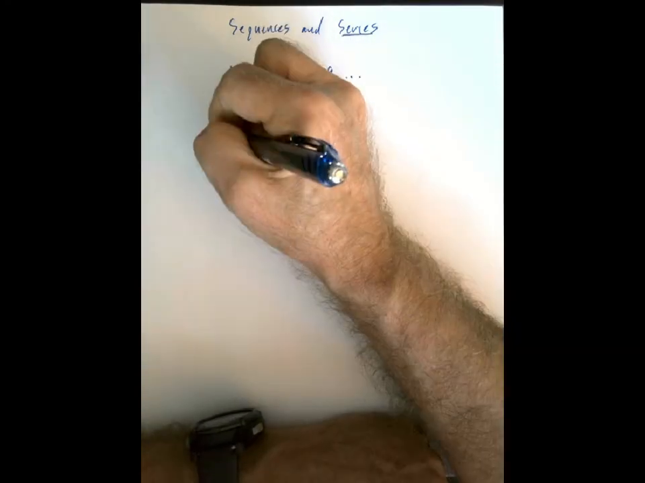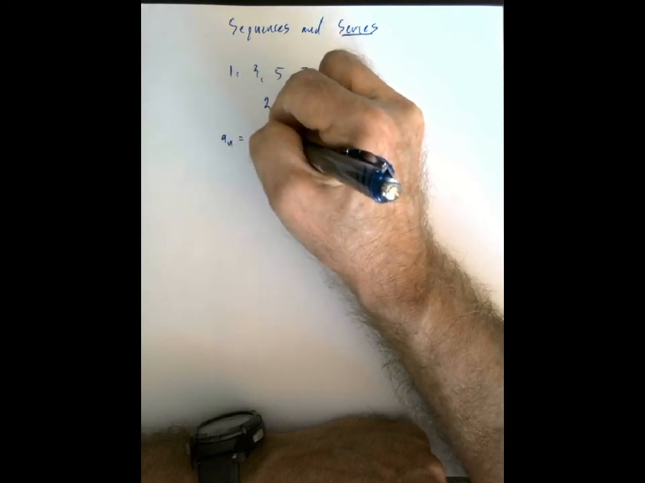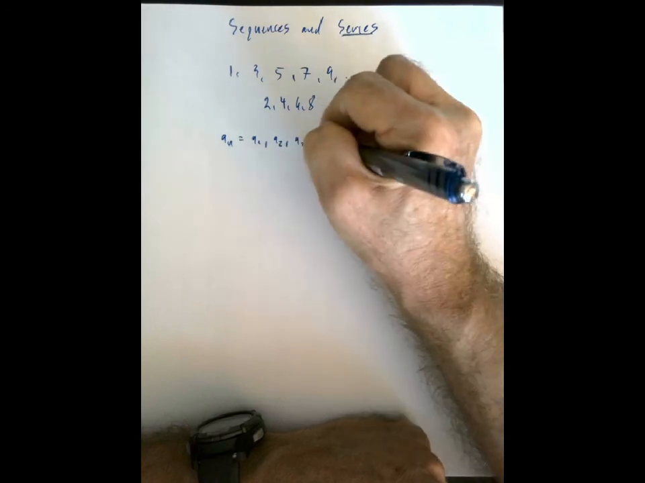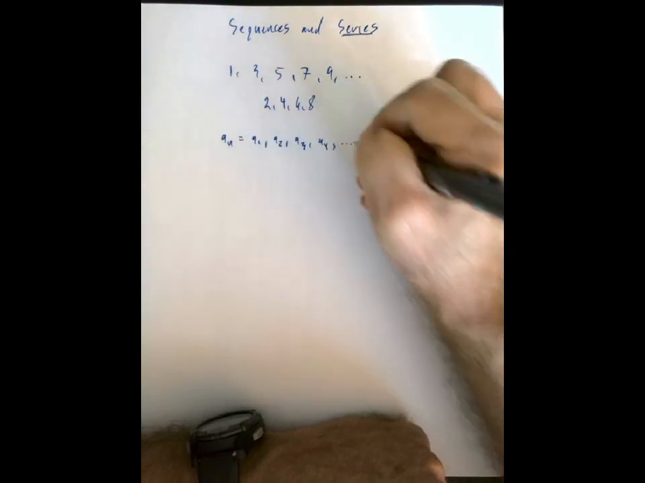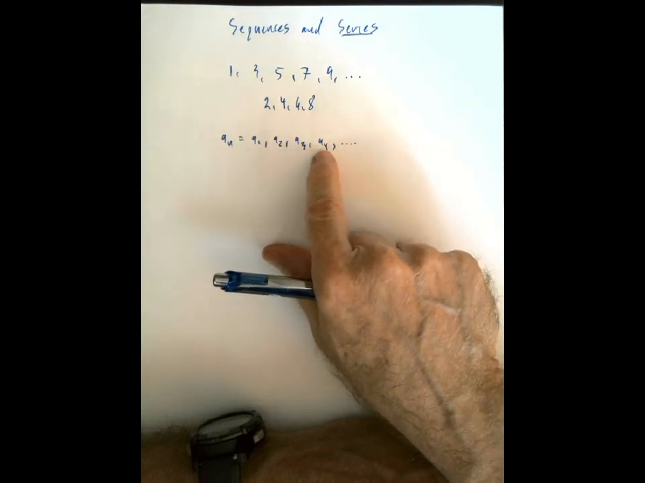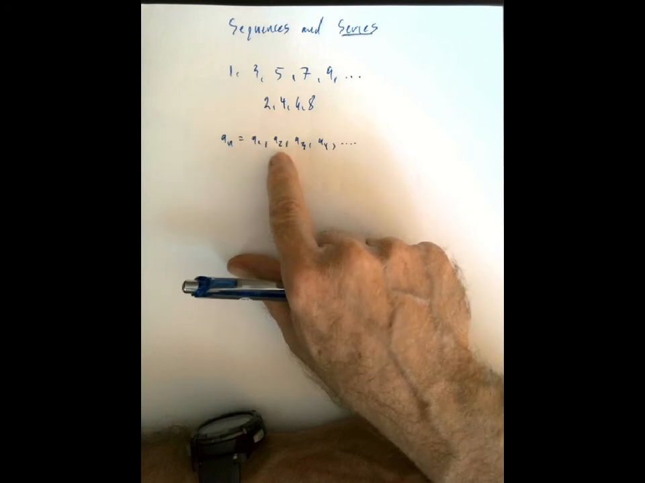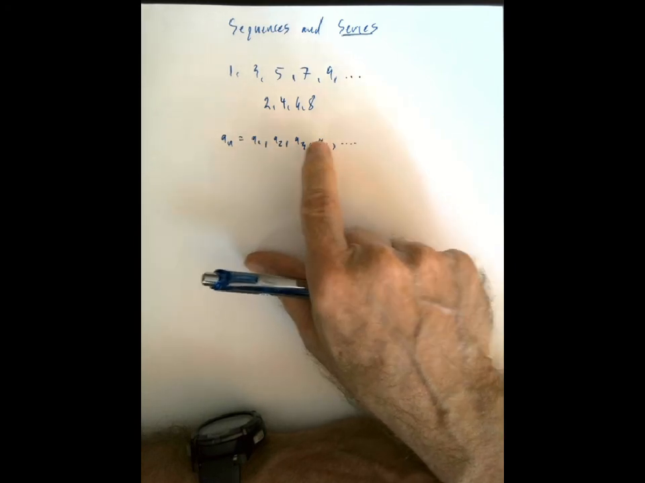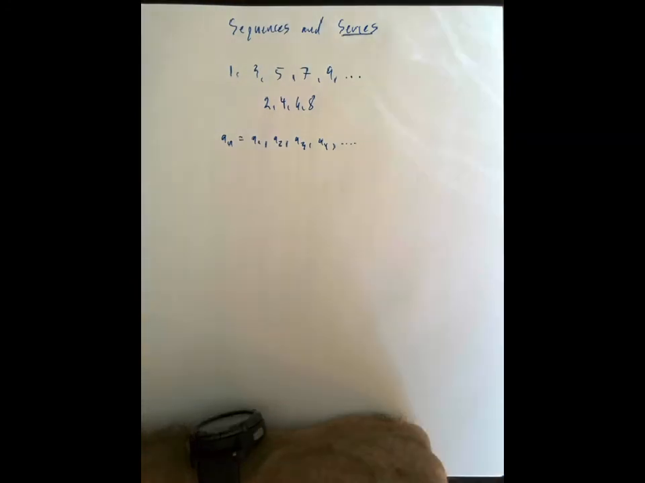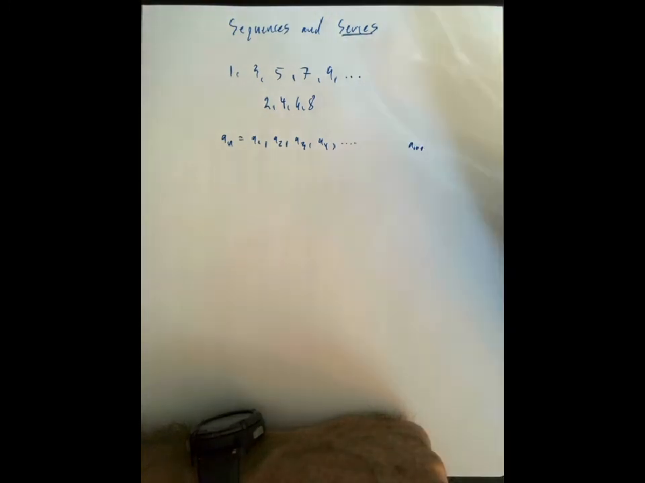In general, we wrote a sequence like this: a sub n was a sub 1, a sub 2, a sub 3, a sub 4, and it just keeps going. This lists the terms of the sequence, and each term has a position in the sequence. That's the first term, the second term, the third term, the fourth term, and so on. Theoretically, if we kept going, we'd have a 100th term, which we'd write as a sub 100, and so on.